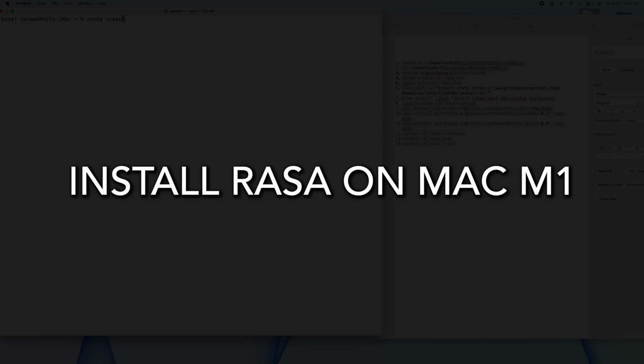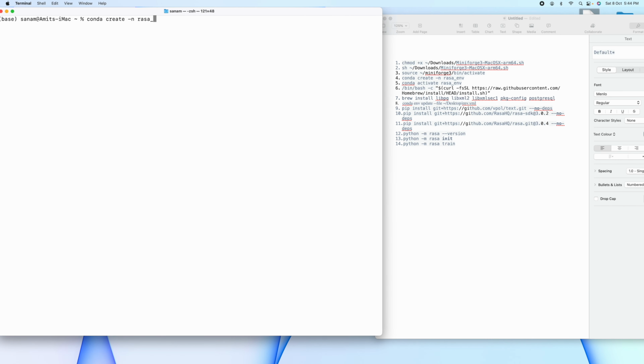So let's understand how to install RASA on Mac M1. First, let's create a Conda environment. Once the Conda environment is created, let's activate it. Let it complete first.